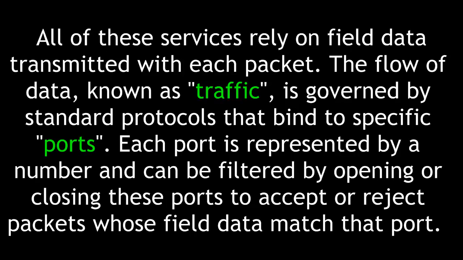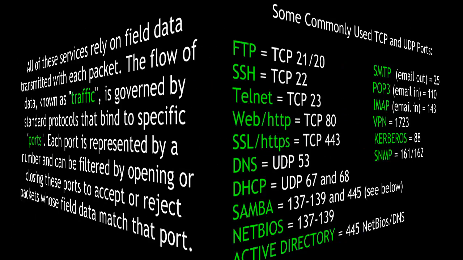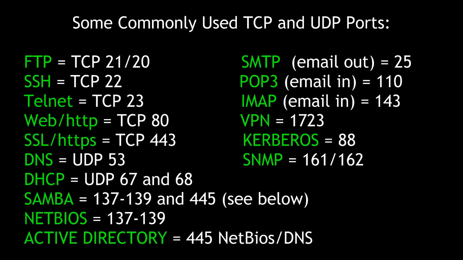The flow of data, known as traffic, is governed by these standard protocols that bind to specific ports. Each port is represented by a number and can be filtered by opening or closing these ports to accept or reject packets whose field data match that port. This is how we configure and use iptables, or any other firewall for that matter. There are many standard and commonly used Transmission Control Protocol and User Datagram Protocol ports. Here are just a few of them. If you want a particular service to be offered by your server, you need to open the port so that the server can serve that service to clients on the network.